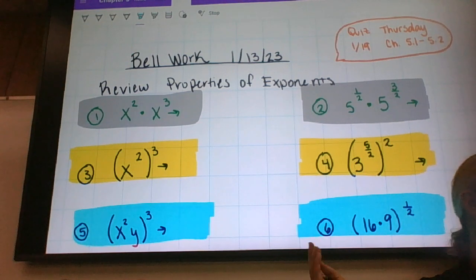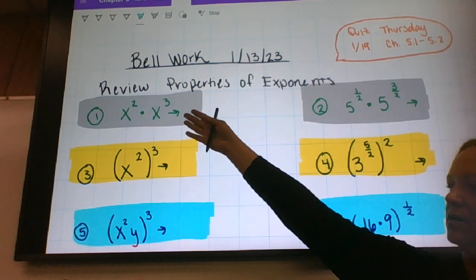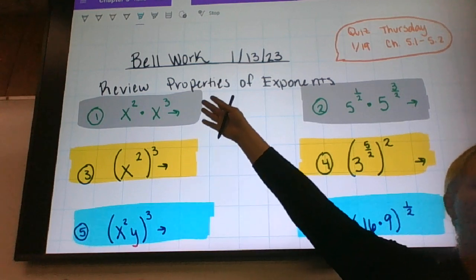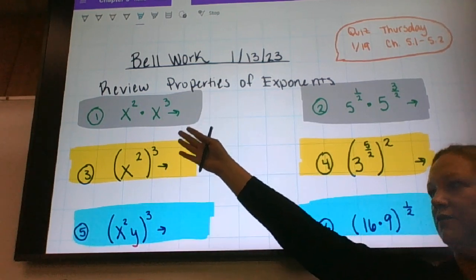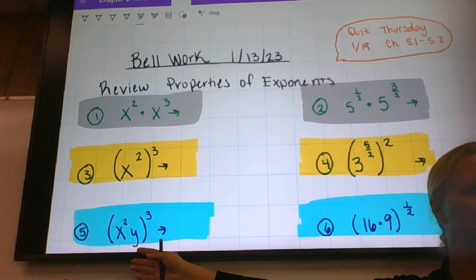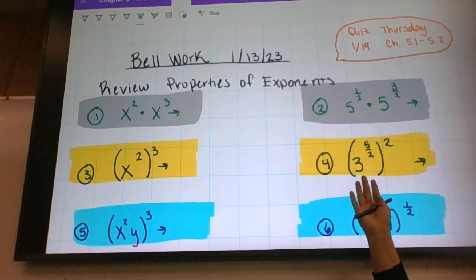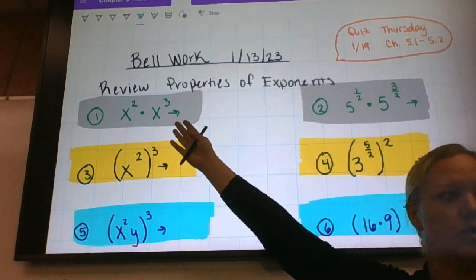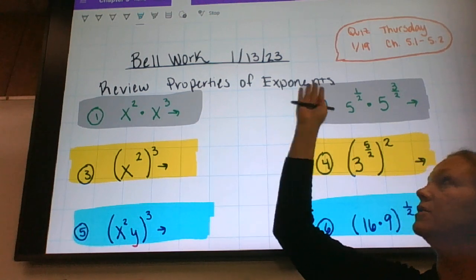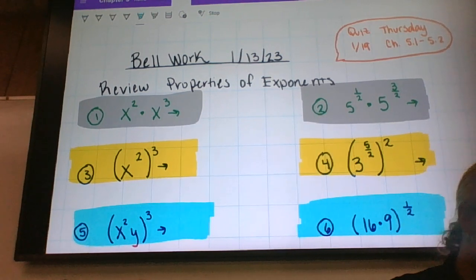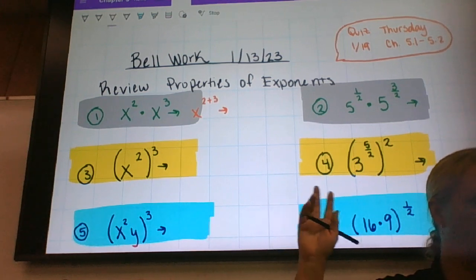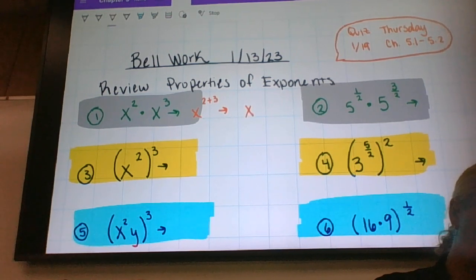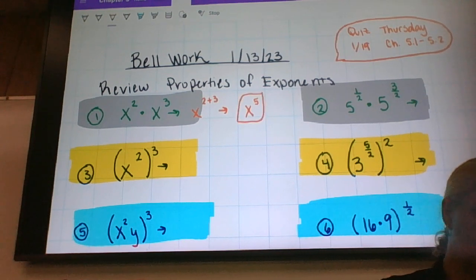All right, so what you see here, on the left side, numbers 1, 3, and 5 are properties of exponents that you would have practiced before in your previous math classes. And then on the right side is the same idea, but with fractions. So this is a rule of exponents, and then I want you to do the same thing, but with a fraction. In number one, that's called the product property, you're supposed to add these exponents. When you multiply the same base, you add. So the answer to number one, simplified, is just x to the fifth.